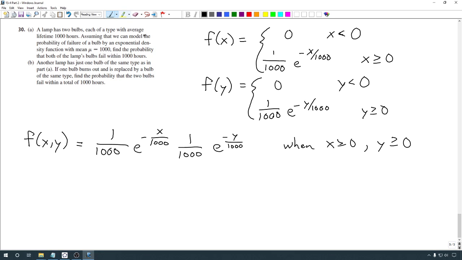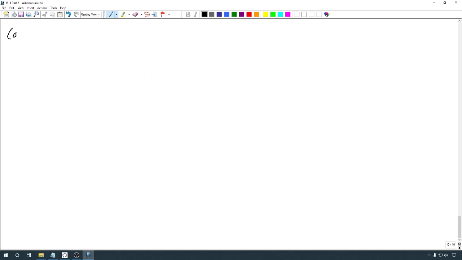We want the probability that both of the bulbs fail within 1,000 hours. So what are we really looking for there? Now we're actually trying to solve the problem. We're looking for the probability that our first bulb fails, so the time that it fails, which we'll call capital X, is less than or equal to 1,000, and that the second bulb failing, which we'll call Y, also happens less than or equal to 1,000. We're actually looking here at a rectangle, from 0 to 1,000, 0 to 1,000.